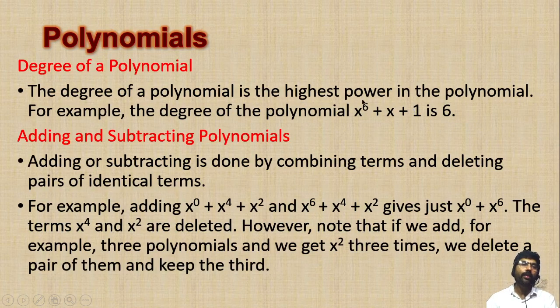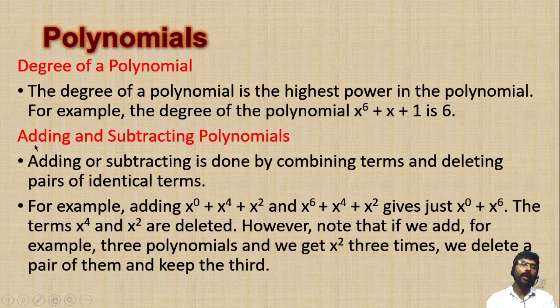In polynomials, we have the degree of a polynomial. What is the meaning of degree of a polynomial? The degree of the polynomial is the highest power in the polynomial. For example, when we consider x raised to 6 plus x plus 1, here the largest power is 6. So the degree of the polynomial is 6.